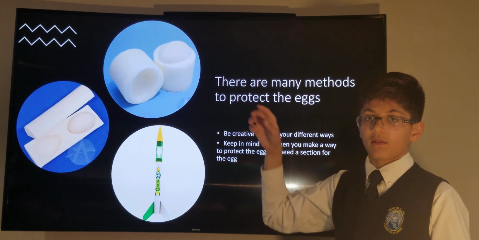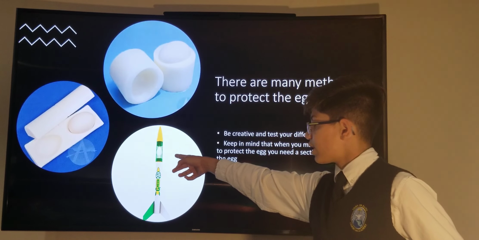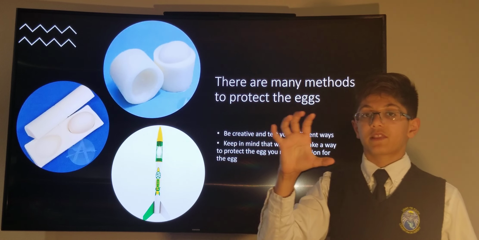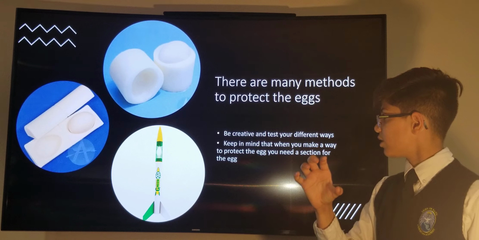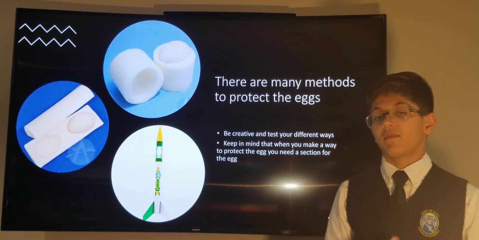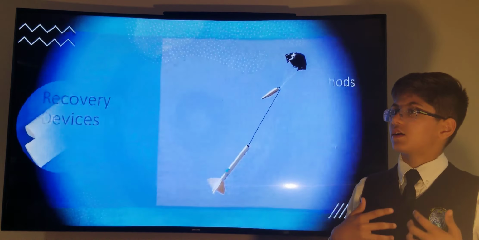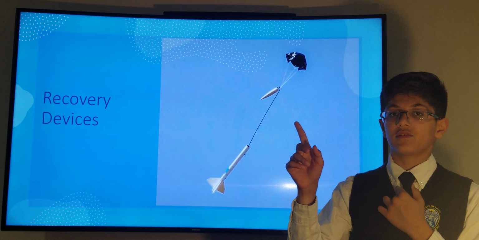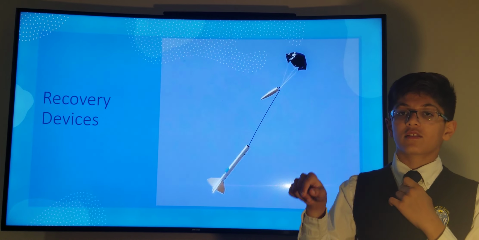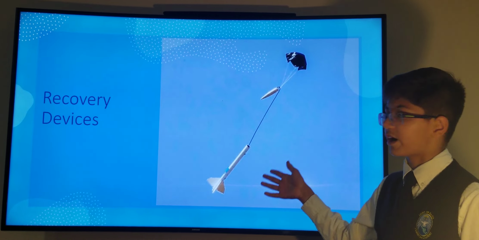You can put it in a small cushiony container, like here, and you'll put it inside your rocket and have a specific section for the payload. But these are not the only methods. You can be creative and have your own methods and test them. Now that you know how the rocket worked so hard to get the payload to the apogee, you don't want it to dive straight down and break the payload. You want it to slowly come down with the recovery device.